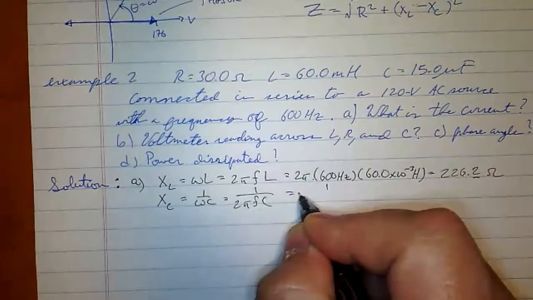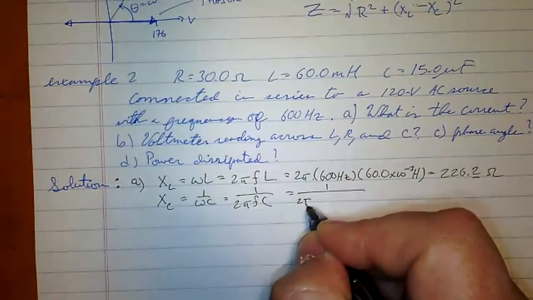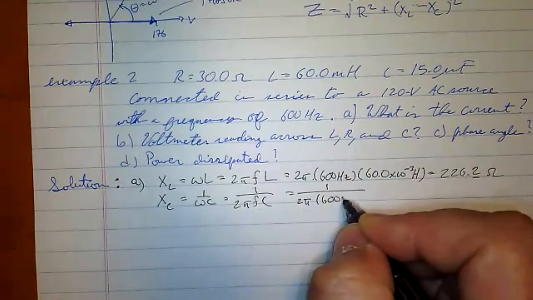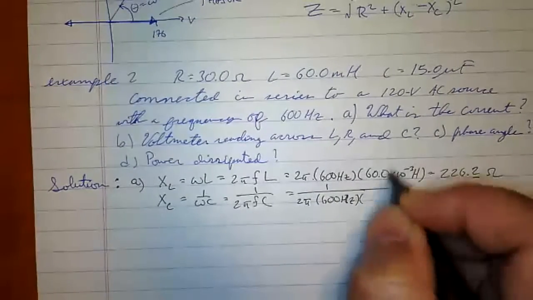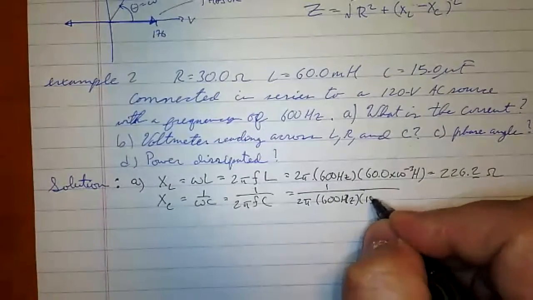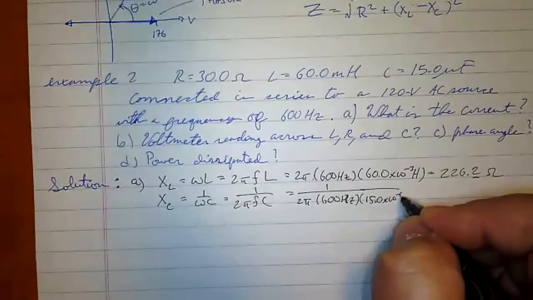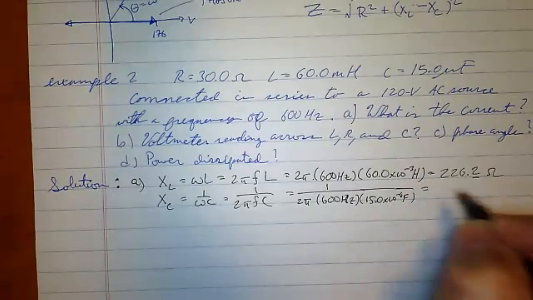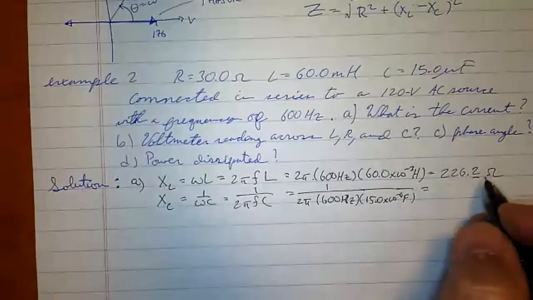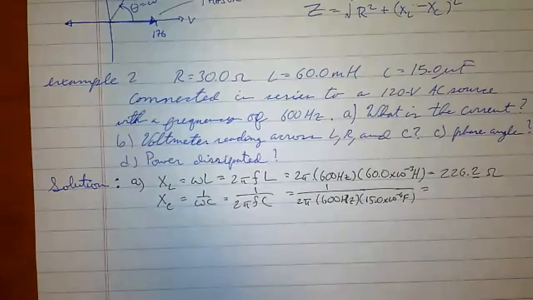So that's 1 divided by 2 times pi times 600 hertz times 15.0 times 10 to the negative 6 farads. All these units, just by the way, work out such that it's ohms. You should probably try it on your own at some point.